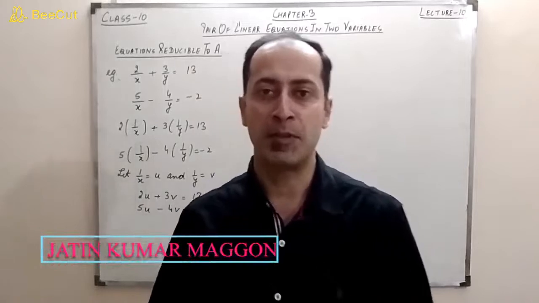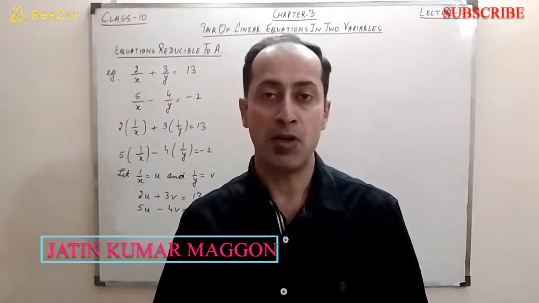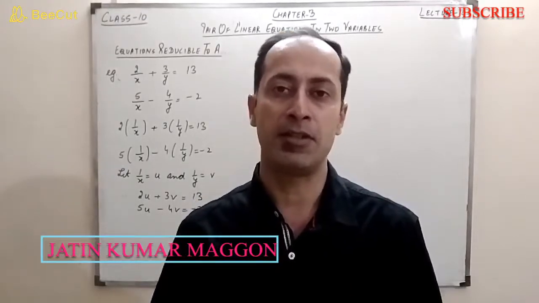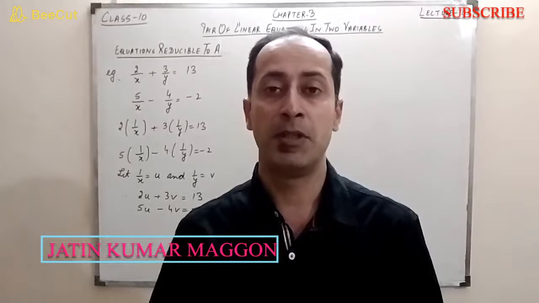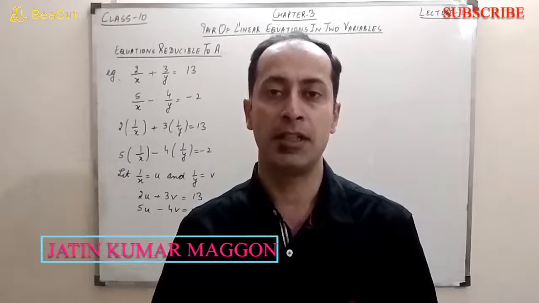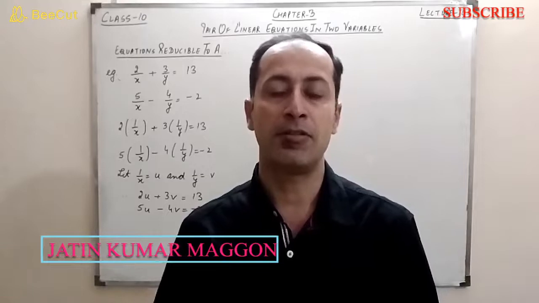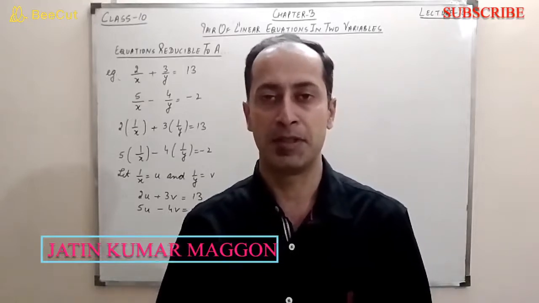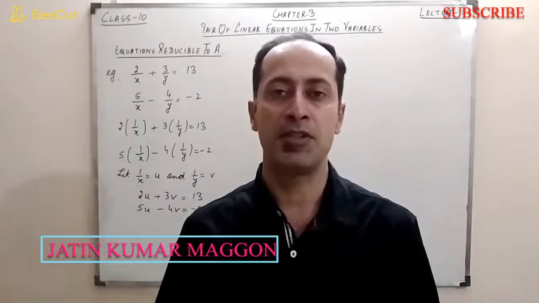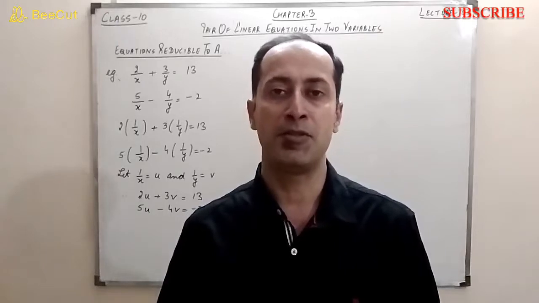Today we are going to discuss some of the equations which are not in the form of linear equations, or we can say which are not linear equations, because the degree is not one. But still we can simplify them using the different methods which we have already discussed in this chapter of pair of linear equations in two variables, right? So today we are going to discuss some of the equations which can be reduced to the form of a pair of linear equations in two variables, right?